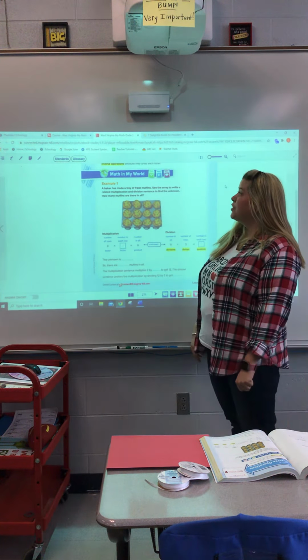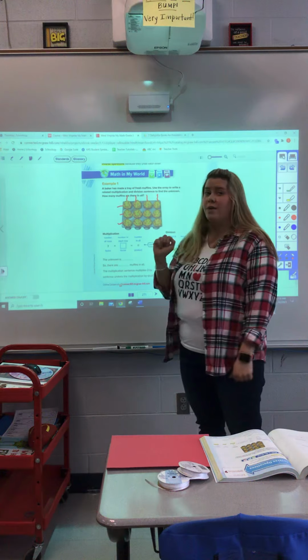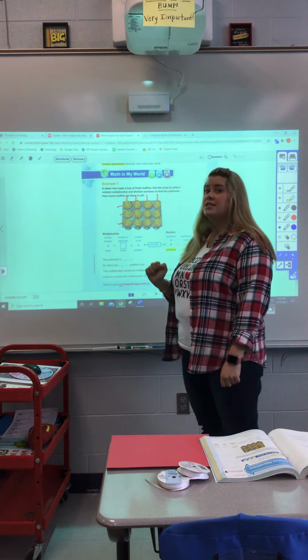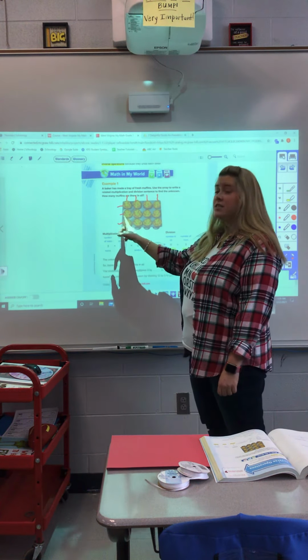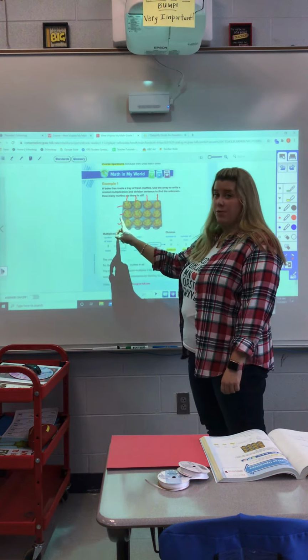Okay, so here's our array. Our array is a muffin tin, okay? So let's count. How many rows do we have? 1, 2, 3. How many columns do I have? 1, 2, 3, 4. So let's do our multiplication sentence first. Number of rows is 3. Number in each row is 4. The number in all, well, let's count. 1, 2, 3, 4, 5, 6, 7, 8, 9, 10, 11, 12. The number in all is 12, okay?